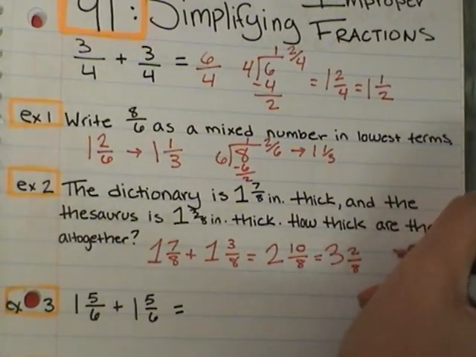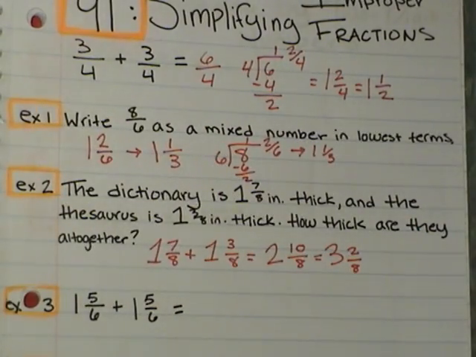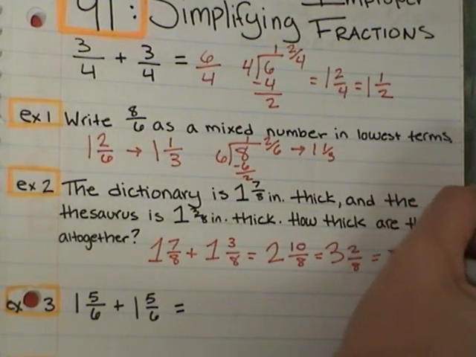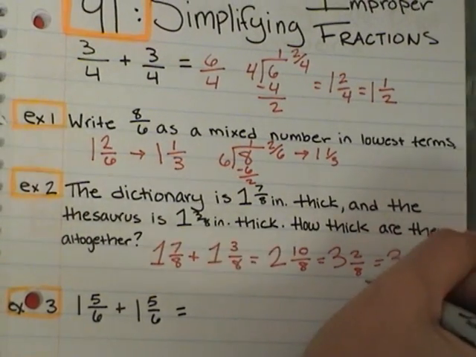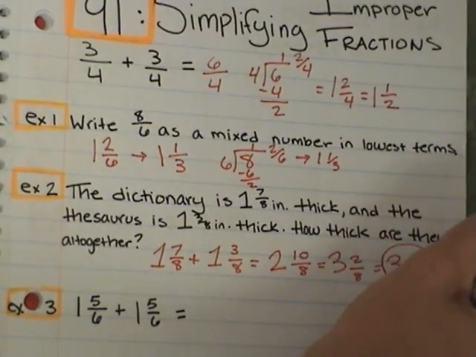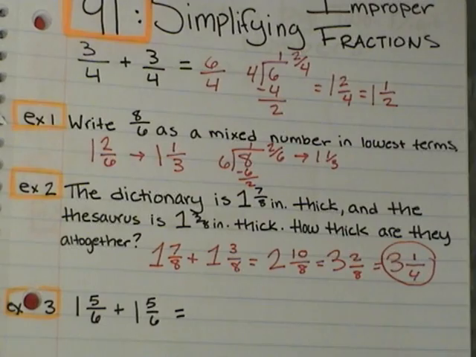So 3 and 2/8. But you should see that fraction and think in your head, oh my goodness, both of those pieces are both even. So I know I'm going to have to reduce one more time. So I'm going to divide the top by 2 and the bottom by 2. And when I do that, I get a full 3. The whole number doesn't change. Divide the top by 2. 2 divided by 2 is 1. The bottom by 2, 8 divided by 2 is 4. And now I'm in lowest terms. 3 and 1/4 would be my answer.